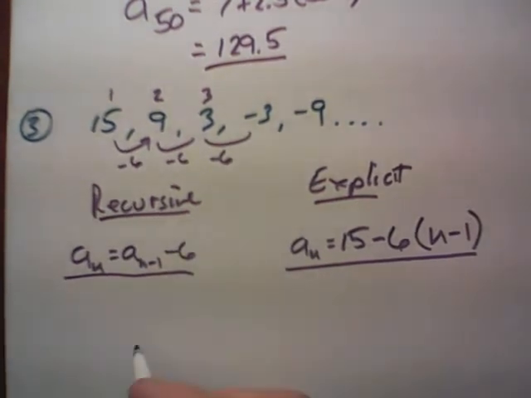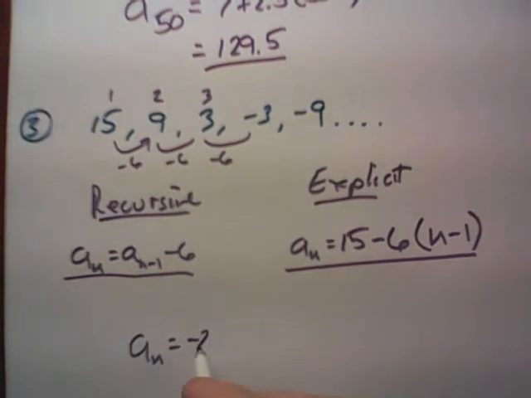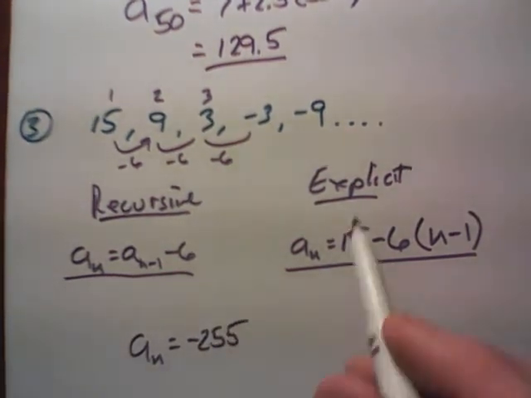So here's a question. Let's say that we have a certain term number that happens to be negative 255.